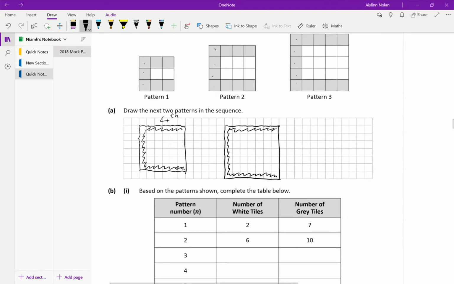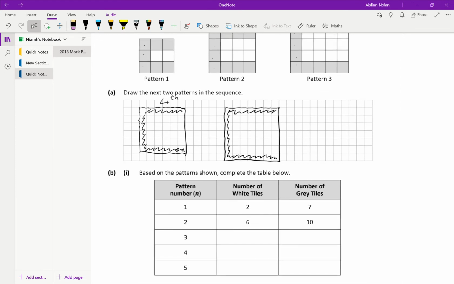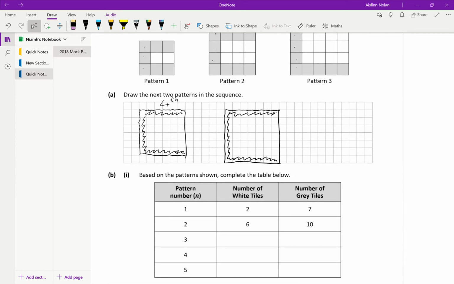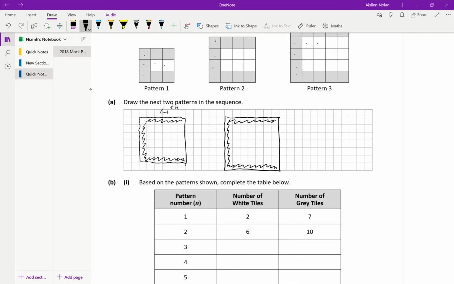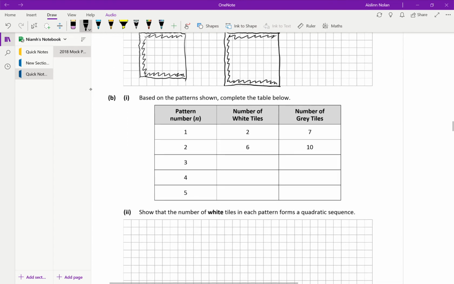And then based on the patterns shown below, complete the table. They've already done the first few for you. So the number of white tiles in the first pattern, there's 2, in the second pattern, there's 6. In the third pattern, you can count them up, 1, 2, 3, 4, 5, 6, 7, 8, 9, 10, 11, 12. That's 12 white tiles there.